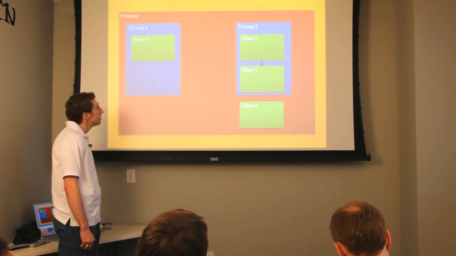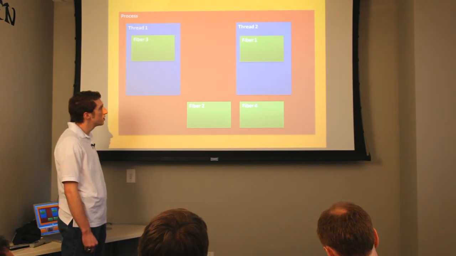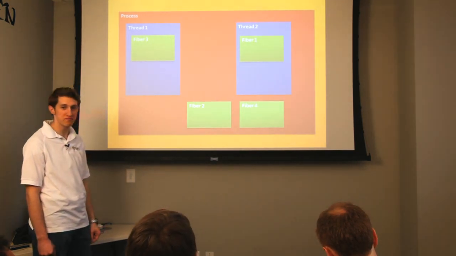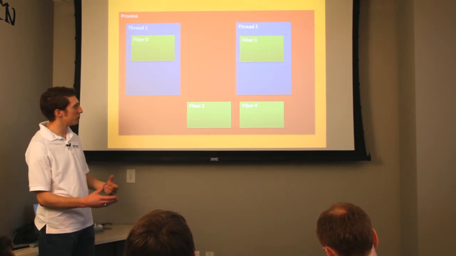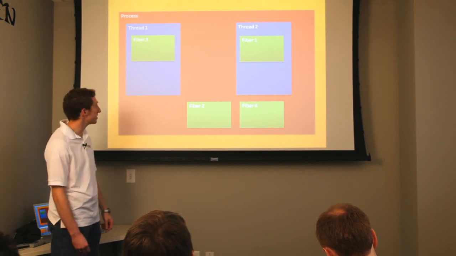And then the final one is fiber 2 is going to do a regular yield, which returns control to fiber 1, which is now executing on thread 2. So that just kind of helps visualize how control gets transferred between the different fibers.